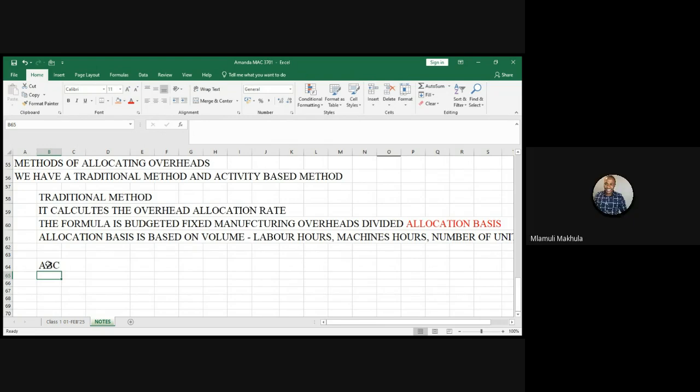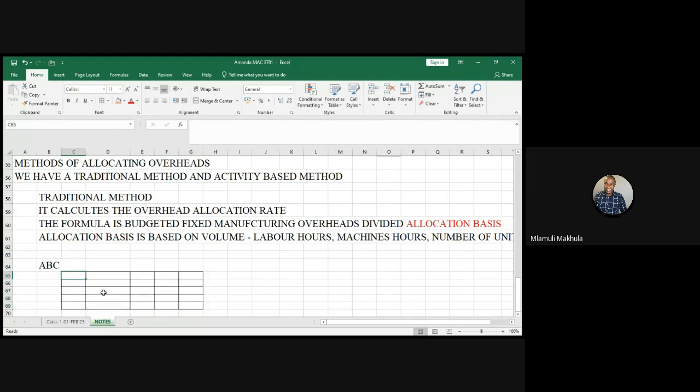Rather, allocate our overheads based on the activities that were involved when that product was being manufactured, my friend. Are you with me? So for ABC, trust me, use a template for it and it will always be easy. When we are calculating ABC, it's always easier with the table. What are we going to have?